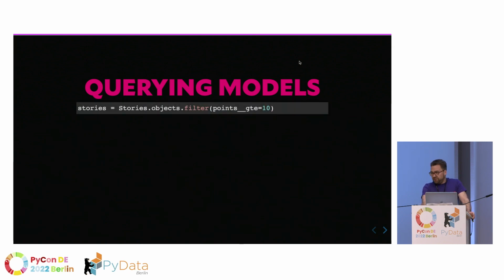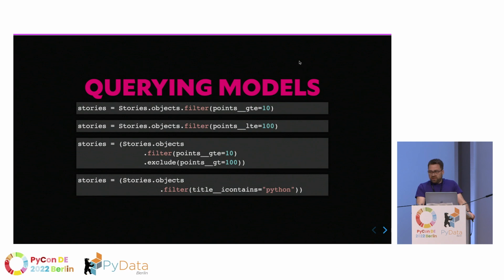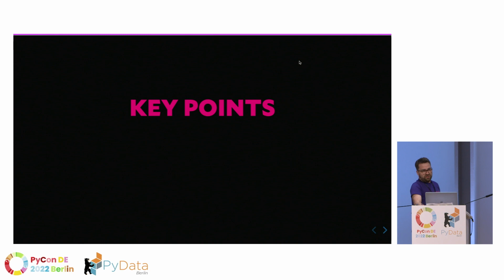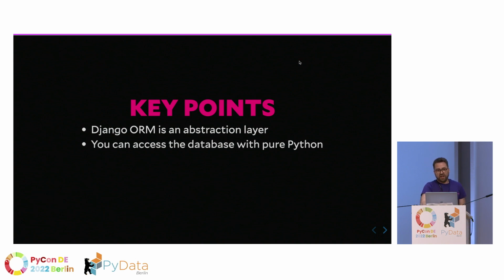Also, we can query these models quite easily. We can just suffix the field name with modifiers like greater than or equal, less than or equal. We can combine filters and excludes, and we can also apply string functions here. So the key point here is, bear in mind, the ORM, of course, is an abstraction layer. So you can actually write database applications with pure Python.